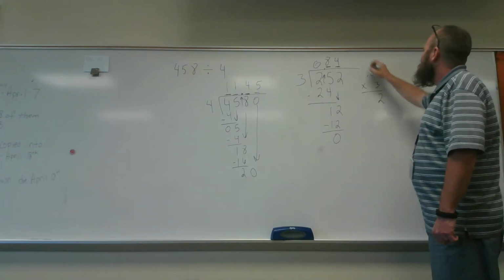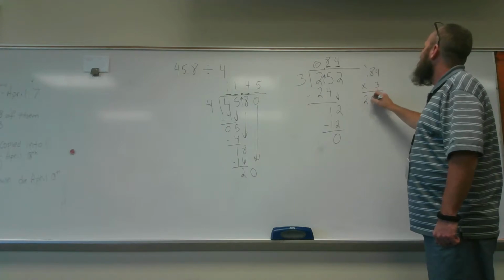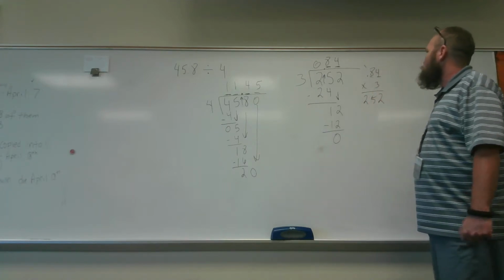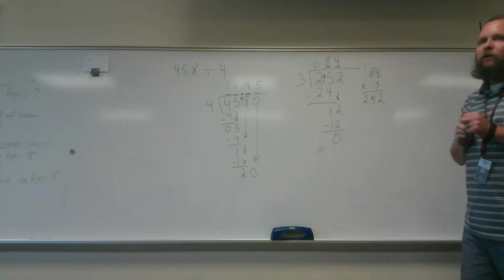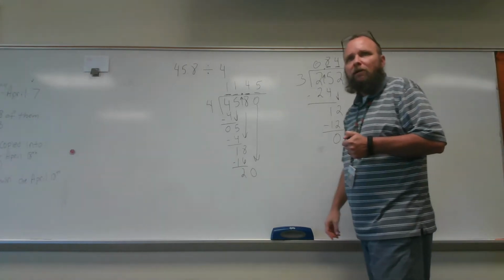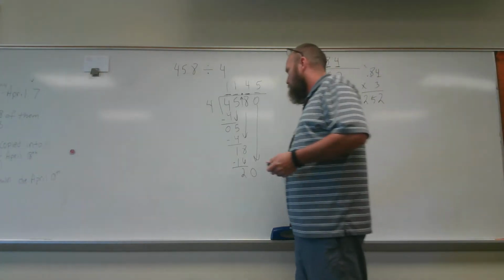4 times 3 is 12. 12, carry the 1. 24 plus 1 is 25. 2 numbers behind the decimal point. Boom, shakalaka. 2 and 52 hundredths. Boom, shakalaka. Yeah, that's what I said.